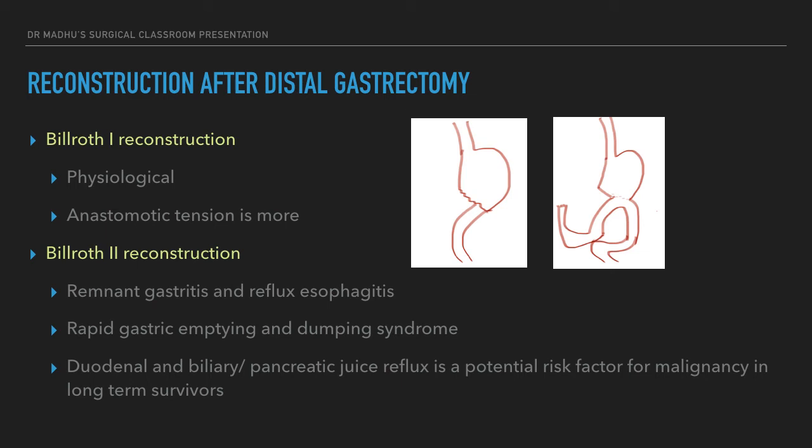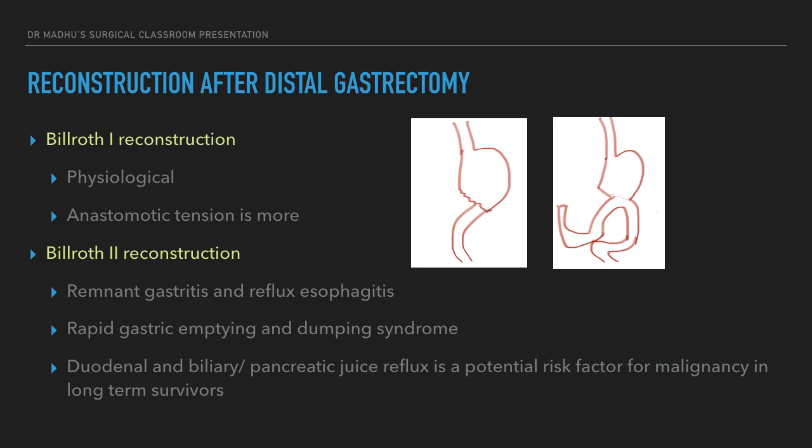In Billroth 2 reconstruction, where a jejunum is taken up for a gastrojejunal anastomosis, this anastomotic tension is very less. So anastomosis related complications are less. However, the remnant stomach is exposed to biliopancreatic secretions. This can result in remnant gastritis, and again there can be reflux esophagitis as well. Then the so-called dumping syndrome, where there can be rapid gastric emptying due to the anastomosis into the jejunum. The gastric food contents directly enter the jejunum without going through the C loop of duodenum. This can result in the dumping syndrome.